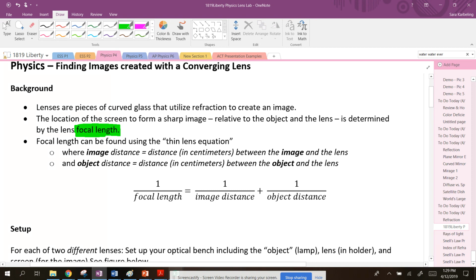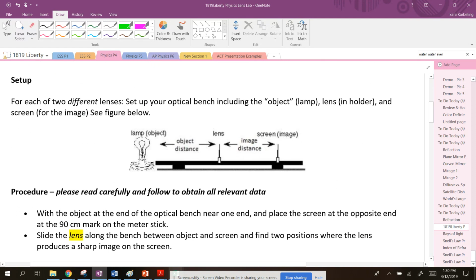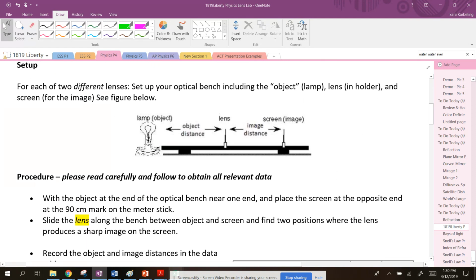Now there's a relationship between the focal length and the image and object distances. It looks like this. This is not an equation that you're going to have to memorize. And to be honest, it's not an equation that you're going to see beyond this lab. But it's a really nice equation to play with, and that's why we're going to do it in this lab.